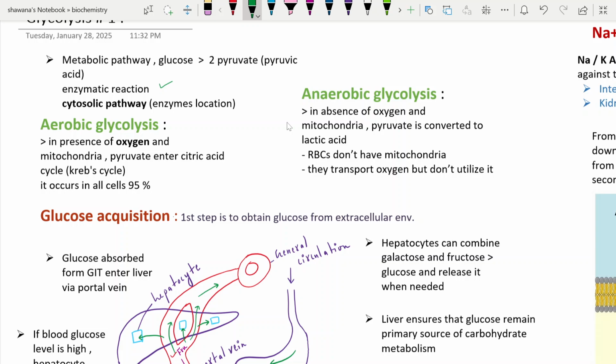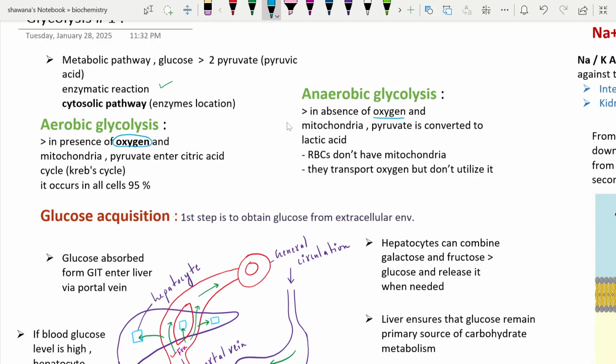There are two types of glycolysis. First is aerobic, and the next one is anaerobic. As the name suggests, aerobic glycolysis occurs in the presence of oxygen, and mitochondria are also used, and in anaerobic glycolysis, there is an absence of oxygen in mitochondria.